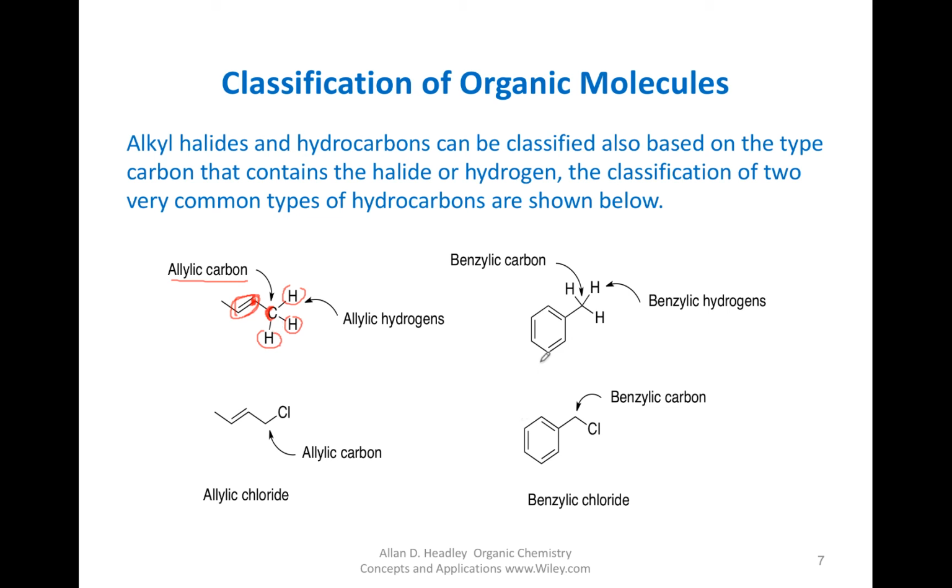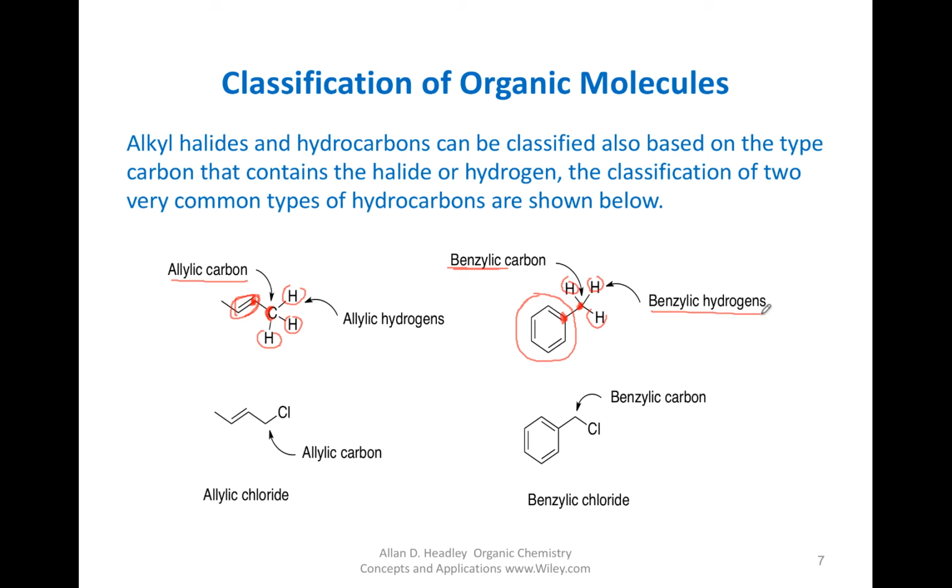Here's another special case. This carbon is bonded to another carbon, so you would intuitively think that it is a methyl carbon. But this carbon here is different from your alkyl carbon. It's bonded to the carbon of a benzene ring. So therefore this carbon is called a benzylic carbon. And of course these hydrogens here are called the benzylic hydrogens. So look out for these terms.